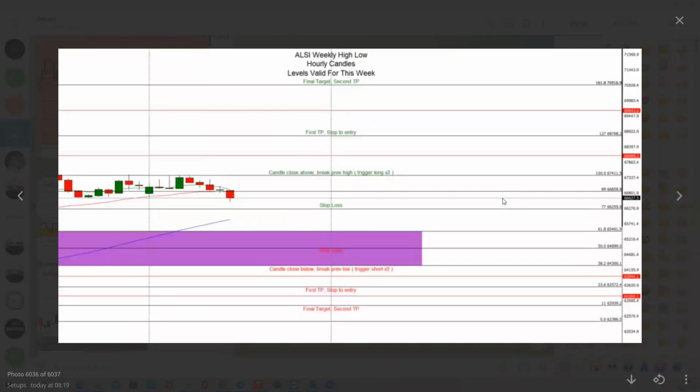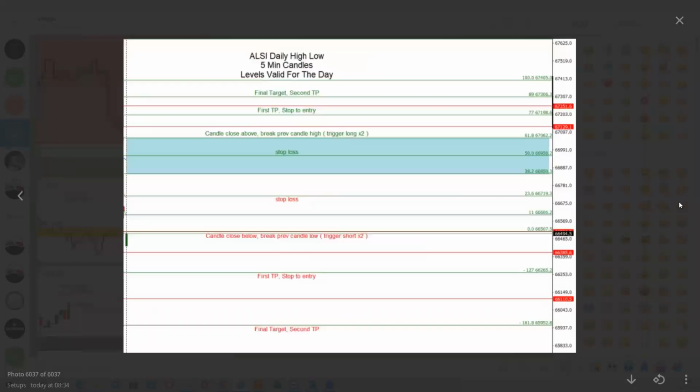On the Aussie weekly high low, currently between levels of 77 and 89. If you're looking at moving averages, looks like 8 is busy crossing 21 to the downside. And with that, I'm only looking for a short below 38.2. So candle close below 38.2 level, break previous candle low to aim for the 23.6 first TP, 11-second TP, and stop loss being at the 50. Remember, guys, same rules apply with the red lines.